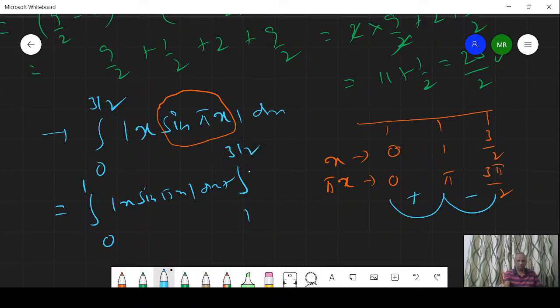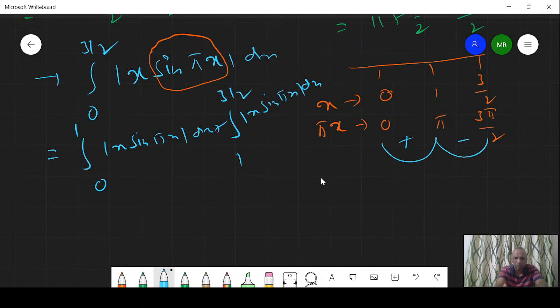The modulus is important. Integral from 1 to 3/2 of x sin πx dx. I have taken it like this. Now you see here, using this data, I can split it at 0 to 1.